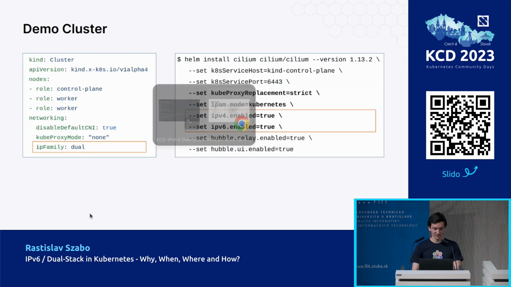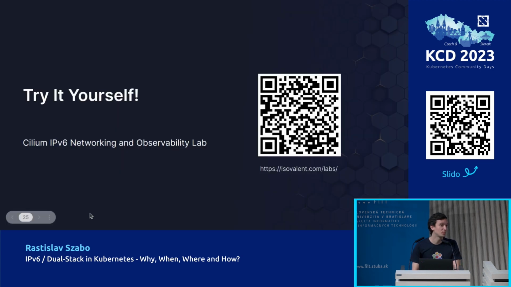And that's it for the demo. If you want to play with dual-stack, you can do it yourself. At Isovalent Labs, we have several handy labs that you can use to explore networking with Cilium yourself. This particular link would guide you to the IPv6 networking and observability lab that you can run in your browser and play around with dual-stack.